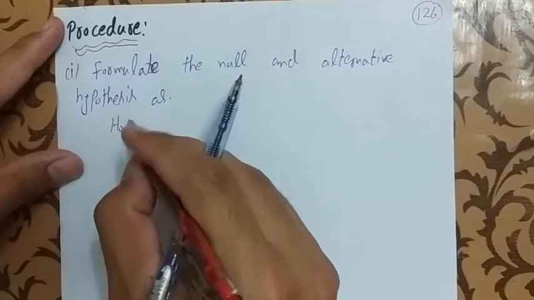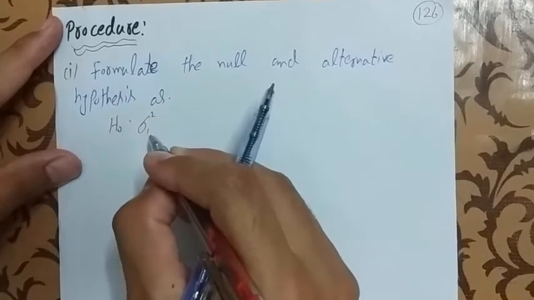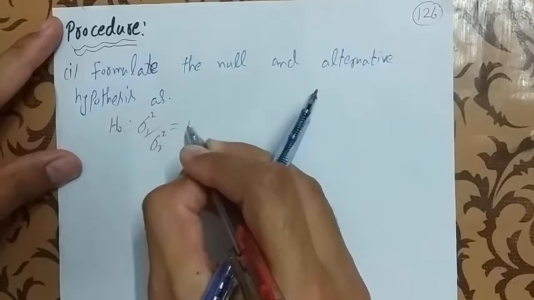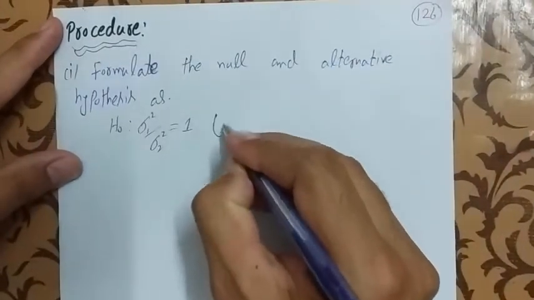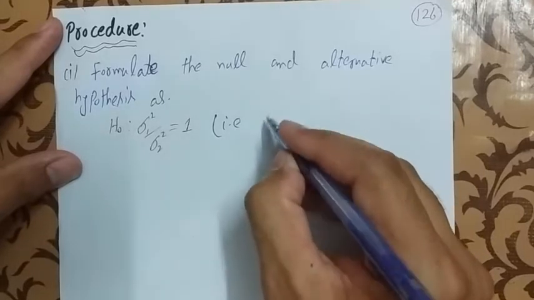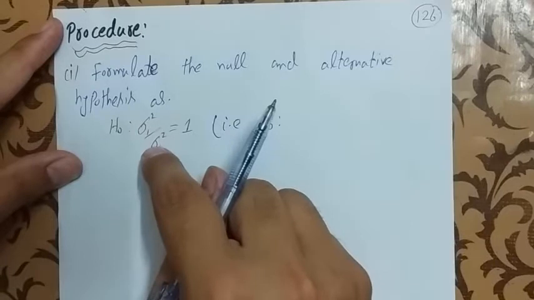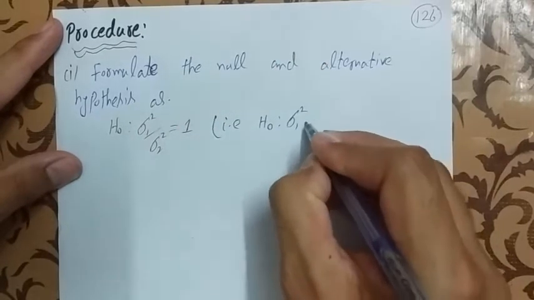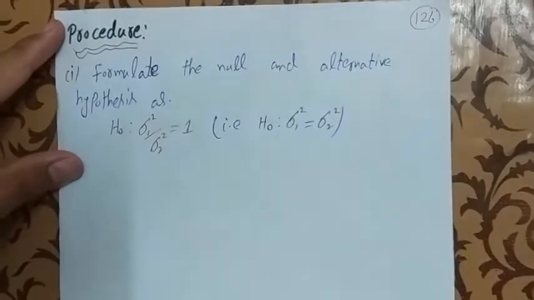H naught, which is the null hypothesis, is sigma 1 square over sigma 2 square equal to 1. That is, when we cross multiply, sigma 1 square is equal to sigma 2 square.